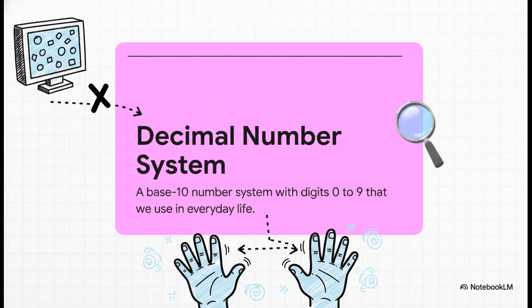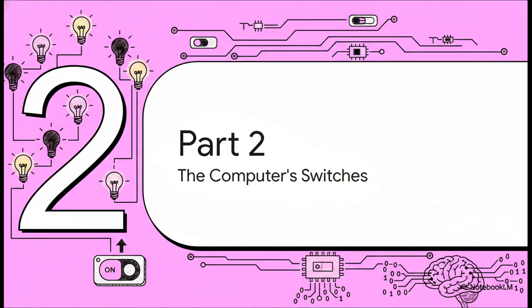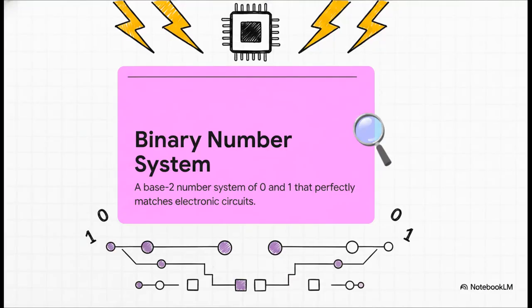But here's the catch. Computers absolutely do not have hands. They don't have 10 fingers, so they need a completely different way to count. Which brings us right to part two, the computer's light switches. Since your computer doesn't have fingers, it has to rely entirely on electricity. And electricity really only has two states. Because of that, the computer uses what's called the binary number system. It's a base 2 system, which means it only ever uses two digits, 0 and 1. This setup perfectly matches all those little electronic circuits inside the machine.